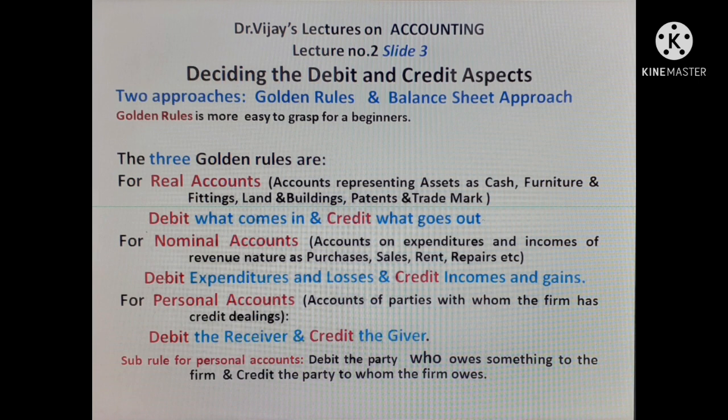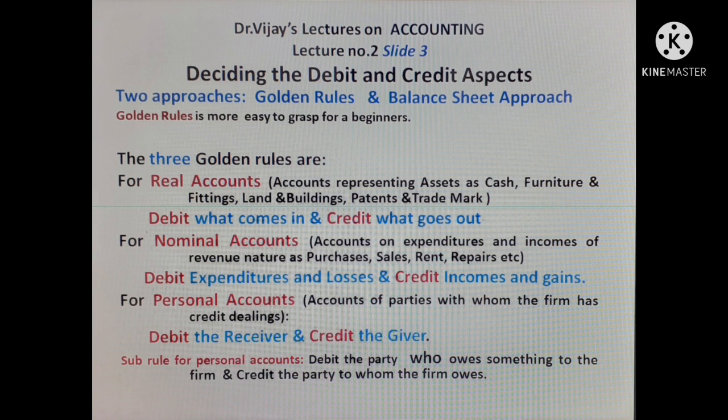Take cash account. It is an asset account. Where through a transaction cash comes to the firm, debit cash account. Where cash goes out through a transaction, credit cash account. Where we purchase goods for cash, cash goes out, so credit cash account. Where we sold goods for cash, cash comes in, so debit cash account.